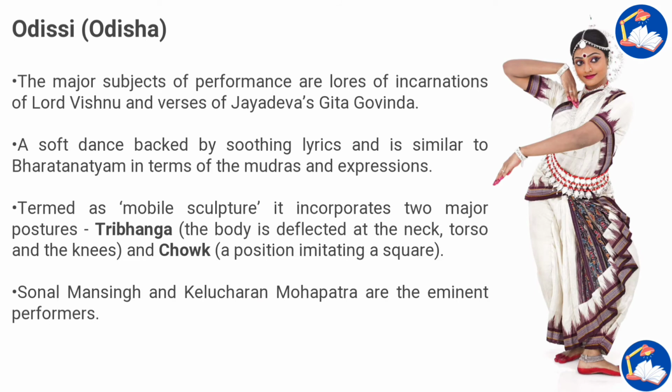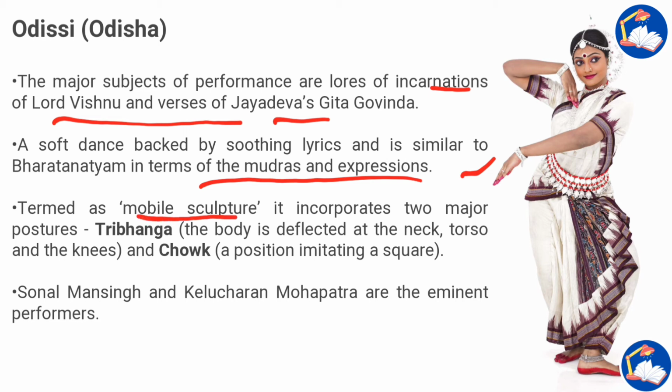Now we will come to Odissi. It is a classical dance form of Odisha. Major subjects of performance are tales of the incarnations of Lord Vishnu and verses of Jayadeva's Gita Govinda. A soft dance backed by soothing lyrics, it is similar to Bharatanatyam in terms of mudras and expressions. Termed a mobile sculpture, it incorporates two major postures, Tribhanga, where the body is bent at the neck, then the torso, and again at the legs.